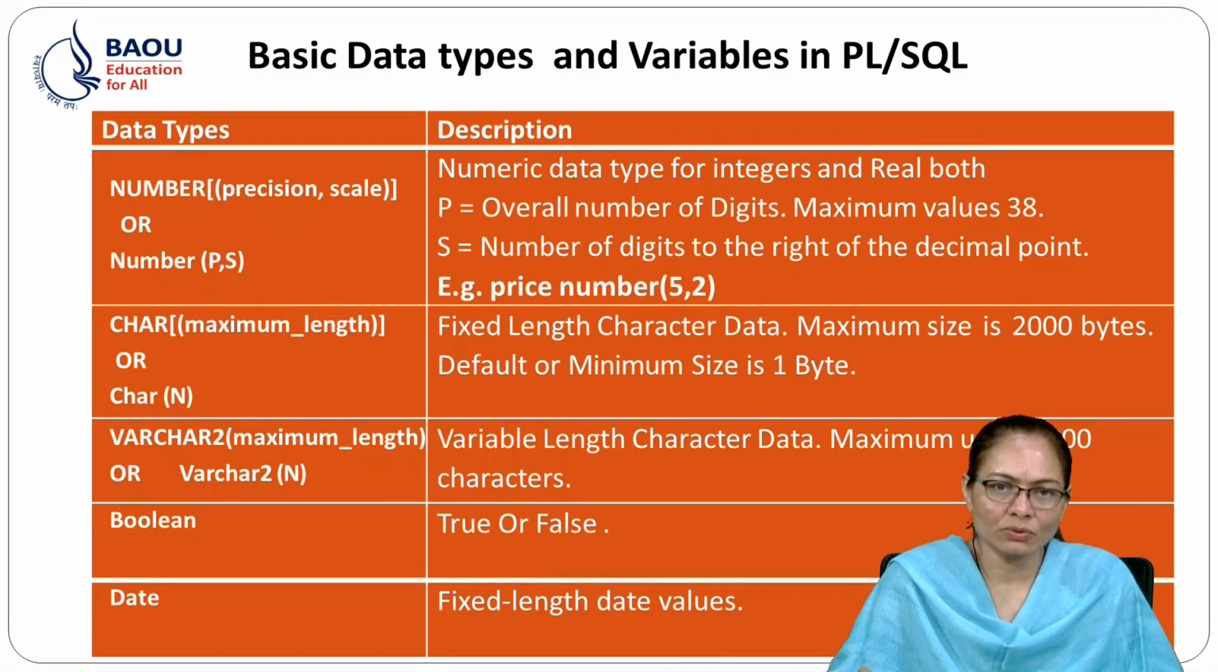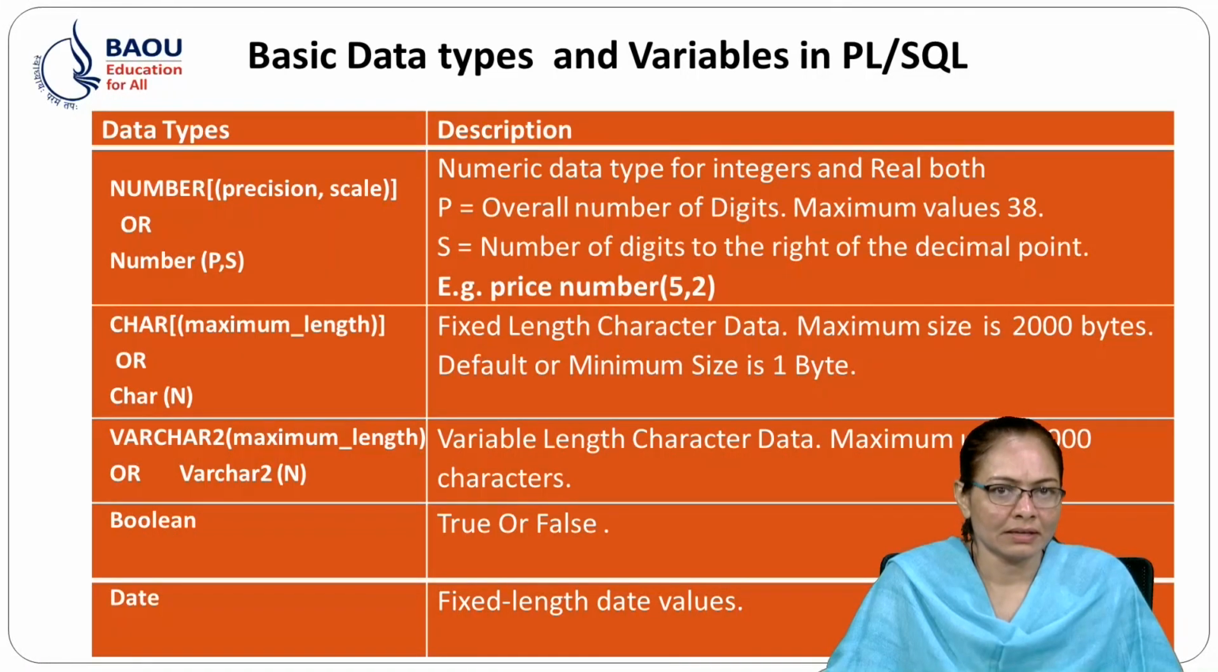PL/SQL mostly uses the following data types: number, character, varchar2, boolean, date. These are the basic data types used in SQL as well as PL/SQL. The syntax of the number data type is number in round brackets; the square bracket is optional. The round bracket holds the precision and scale, P and S. The numeric data type is used for integer as well as real numbers, where integer means without decimal point and real means floating point number.